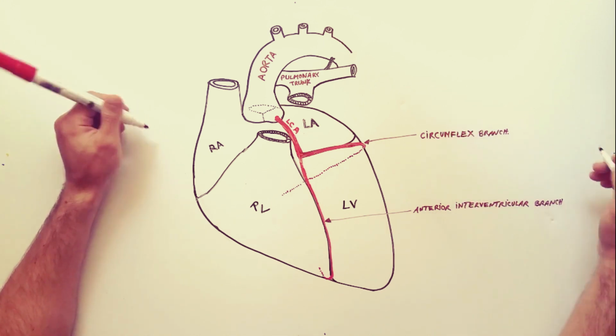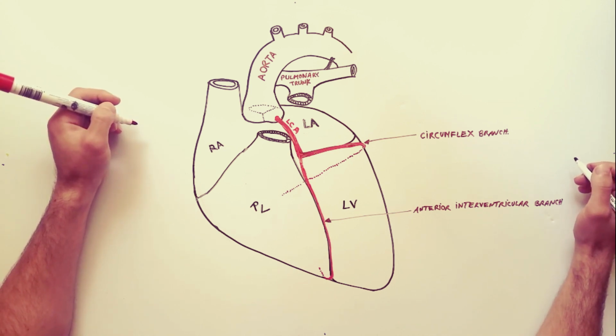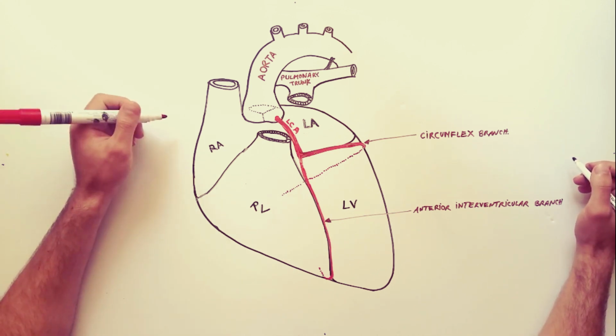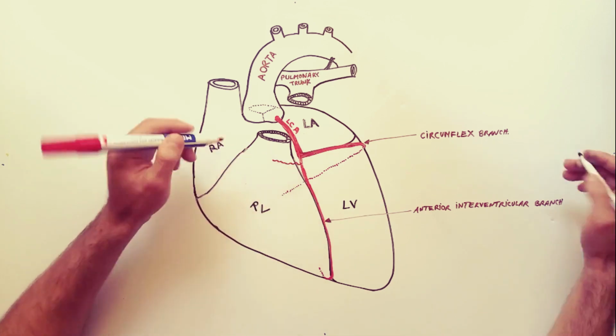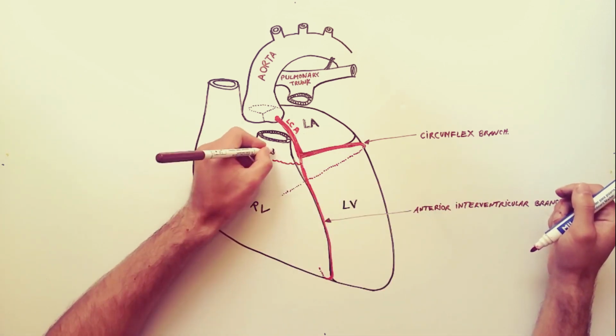The circumflex branch follows the left part of the coronary sulcus, running first to the left and then to the right, reaching nearly as far as the posterior longitudinal sulcus.